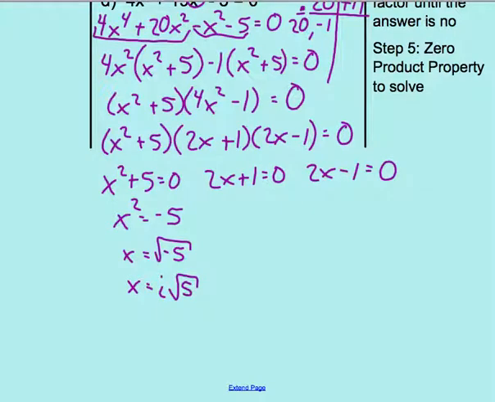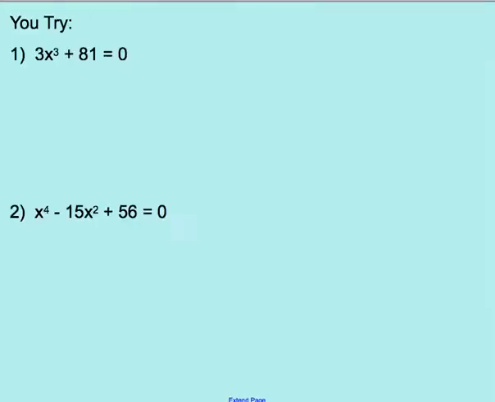Second equation, subtract 1, divide by 2. Third equation, add 1, divide by 2. So we've got plus or minus 1/2 as well as i times the square root of 5 for our solutions. You try problems.